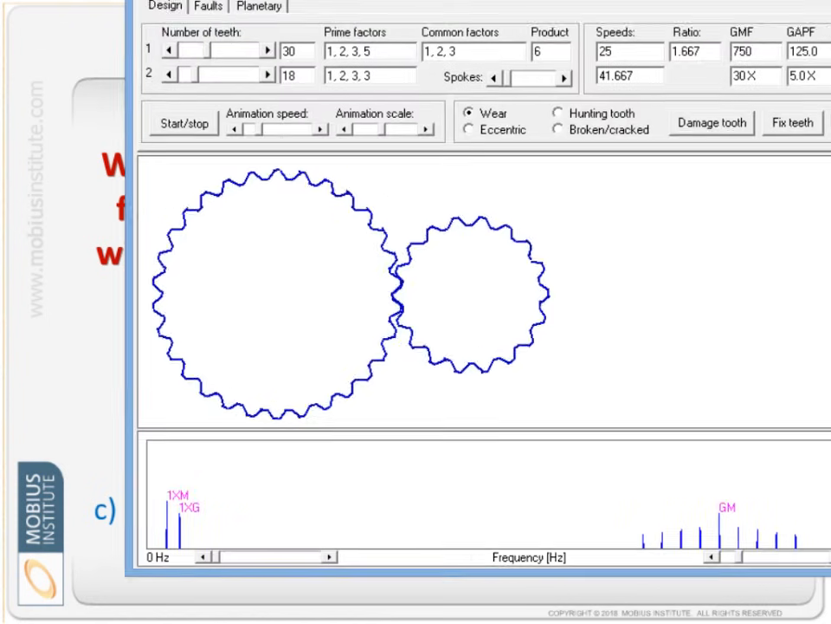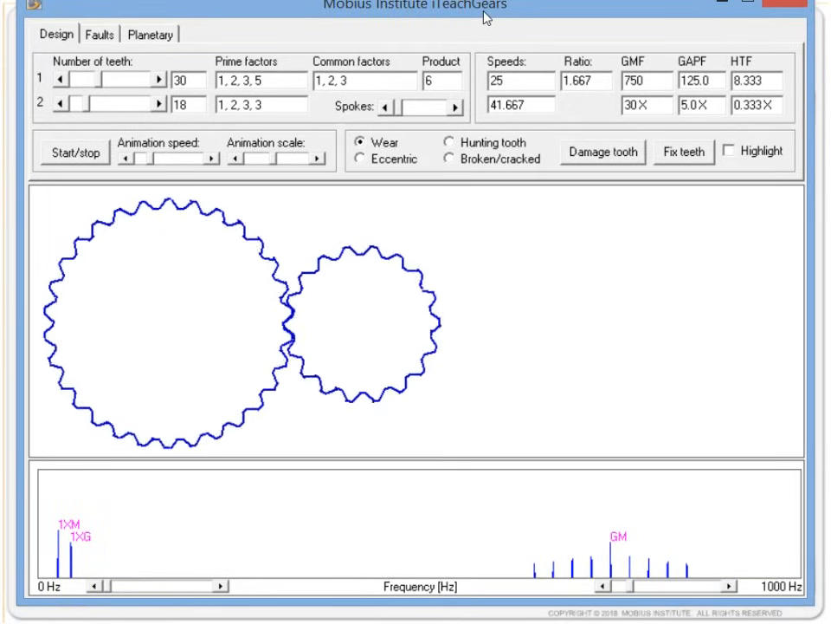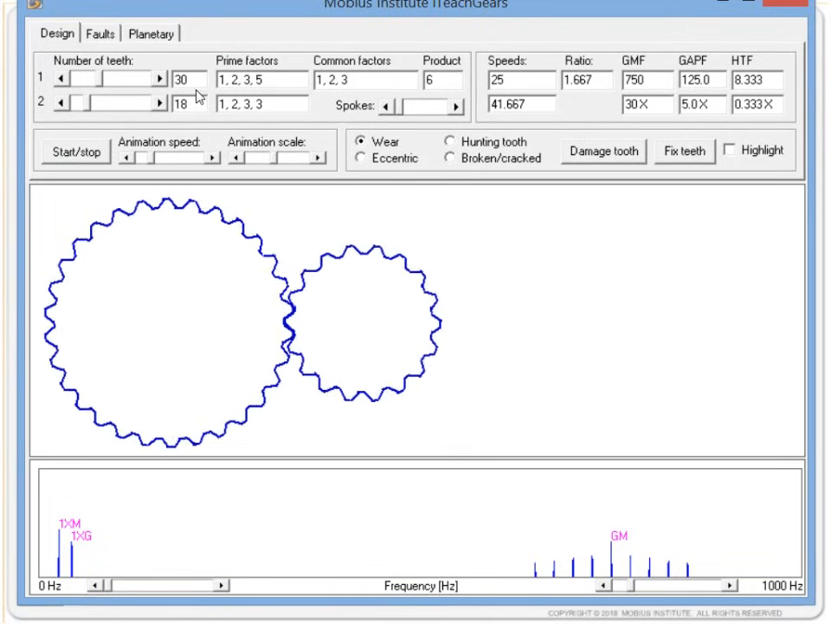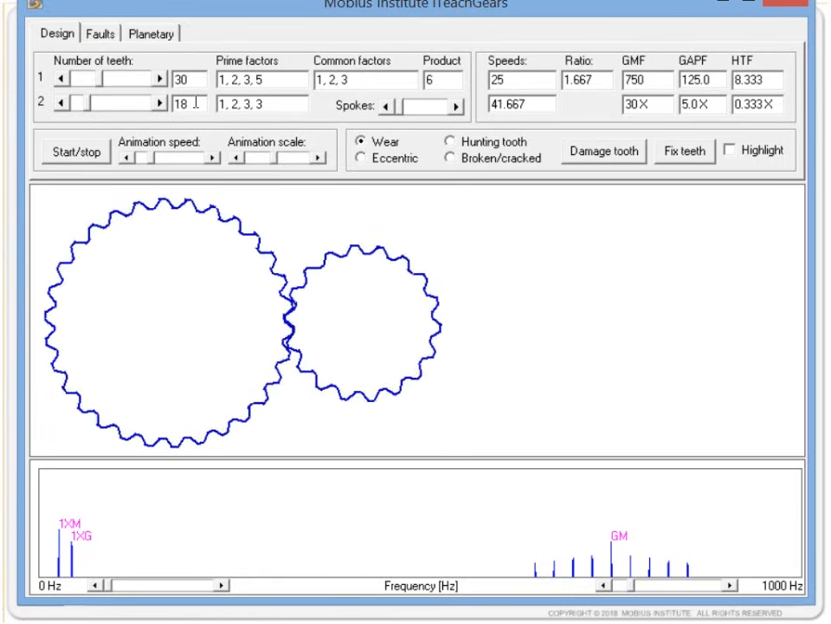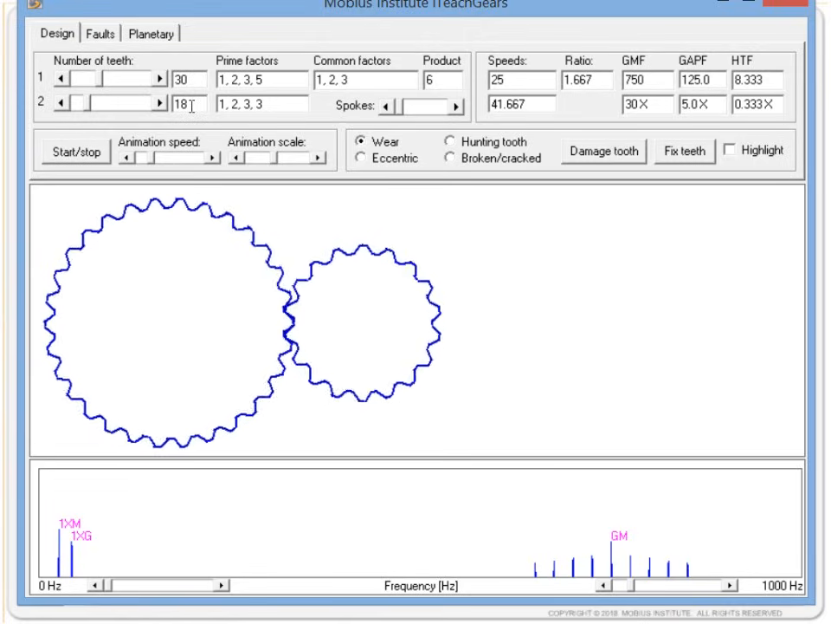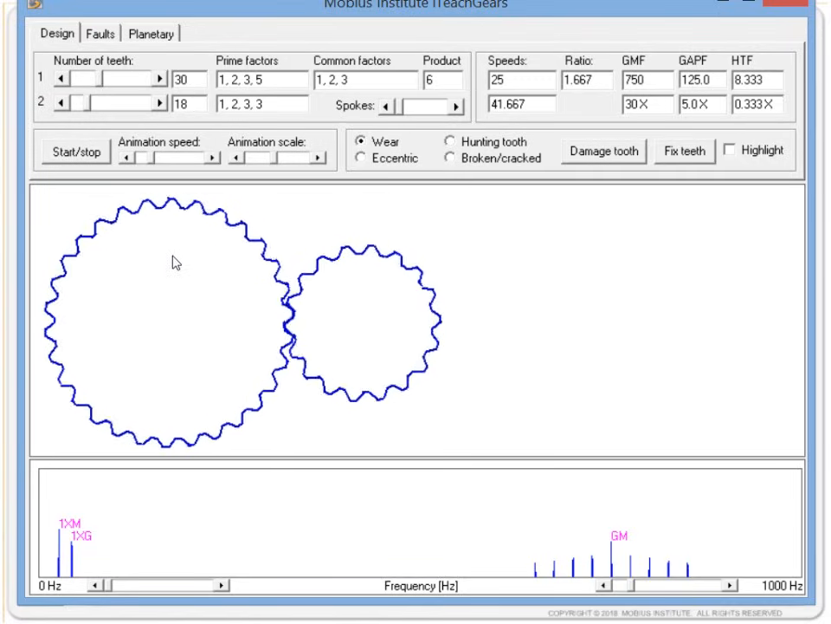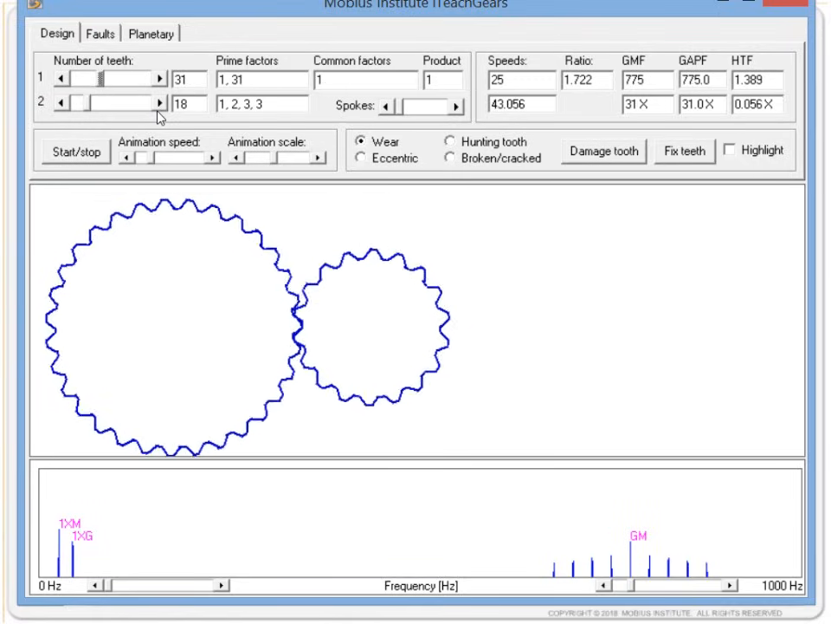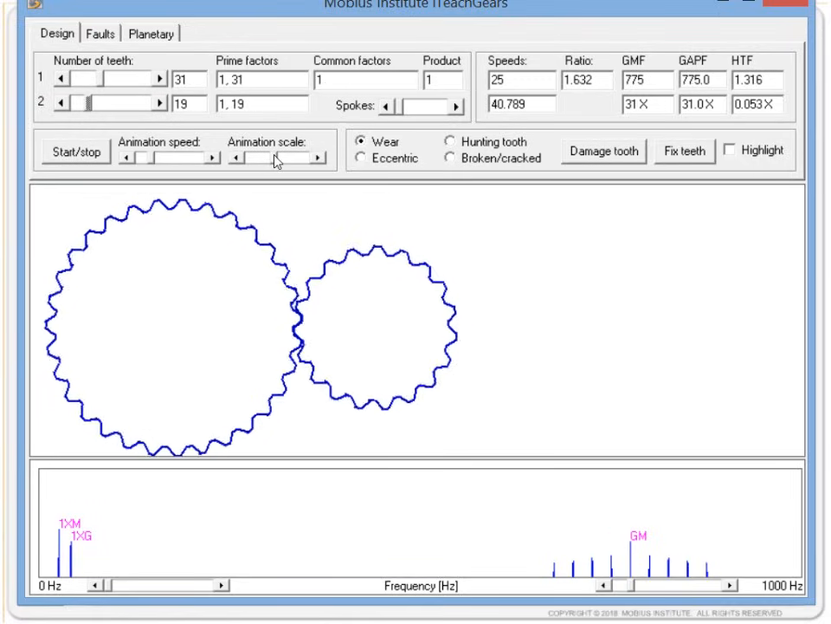So I've got my simulator here. In this case, I've got 30 teeth here, there it says 30, and I've got 18 teeth here, so it says 18. Now, look, this is really complicated, probably too detailed for this sort of presentation. But if we had pure prime numbers with these teeth, I'm going to bump that up to 31, bump that to 19.